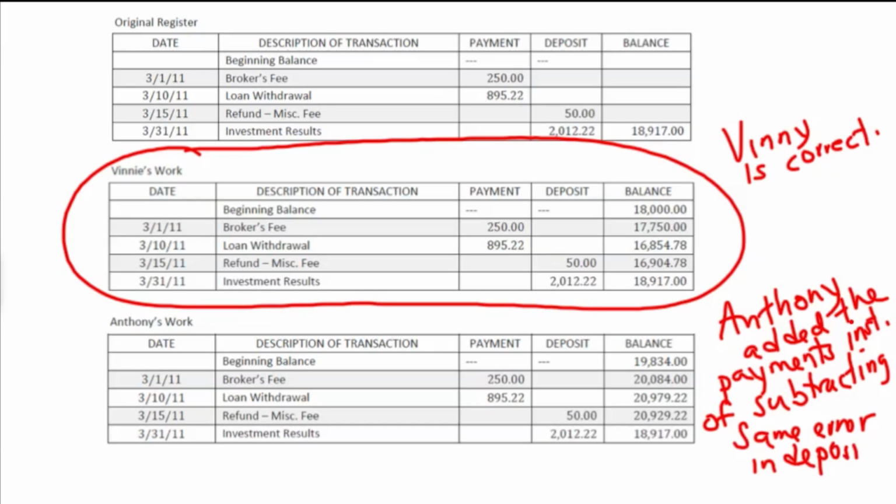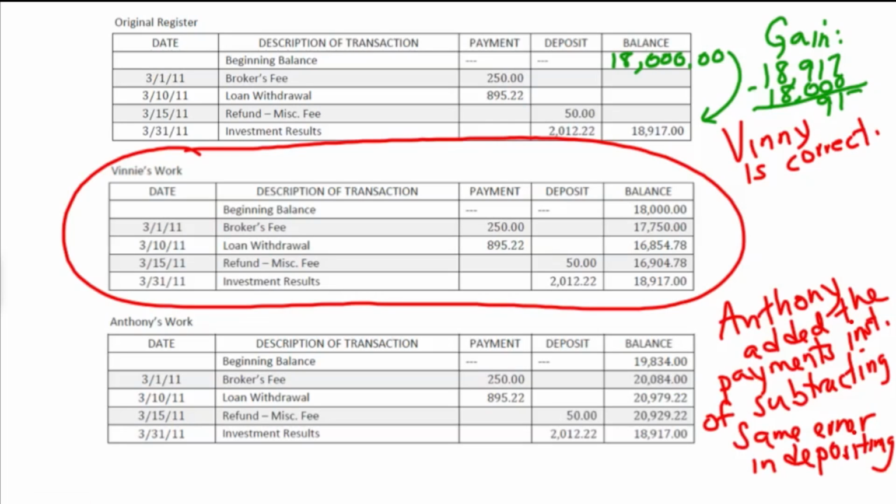To answer the last part of the question, it said, what was the monthly gain or loss? So now, since we know Vinny's work is correct, we began with $18,000, and at the end, we ended with $18,917. So we now know that there was definitely a gain. To see how much of a gain there was, we will subtract 18,917 minus the 18,000. So there was a gain of $917.